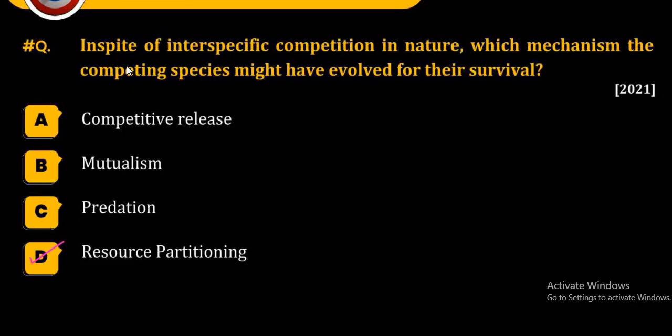Next question. In spite of interspecific competition in nature, which mechanism might the competing species have evolved for their survival? Option D, resource partitioning.